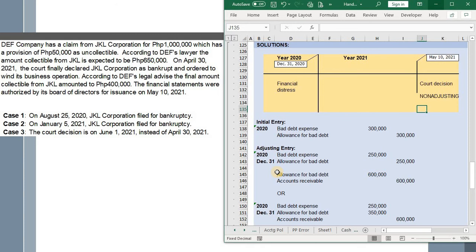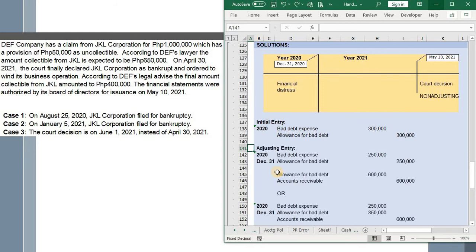Because after the date of authorization, our assumption is that the financial statements were already issued and submitted to the users of the financial statements. That is why we can no longer revise the financial statements. That is why the court decision in case 3 is considered as a non-adjusting event.